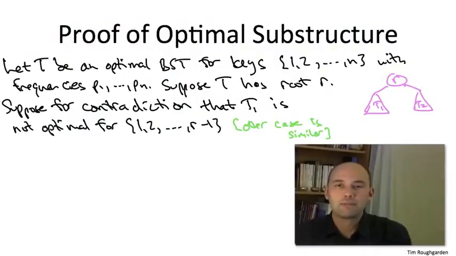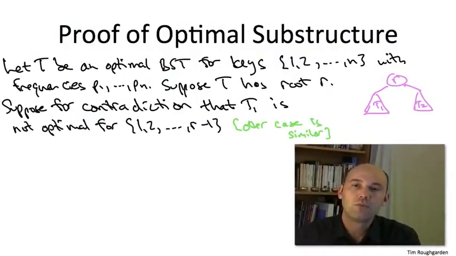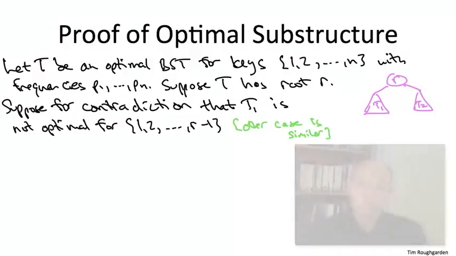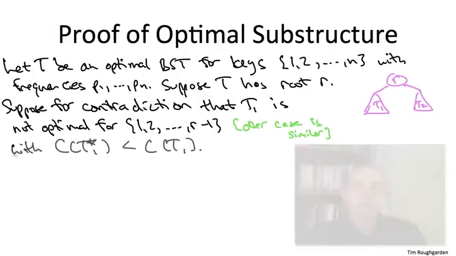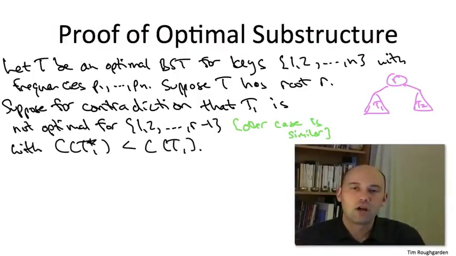So if t1 is not optimal, there's got to be a search tree on its keys 1 through r-1 which is better. Call that purportedly better solution t star 1. Now, as usual, the thing which we're going to try to contradict to get the final proof is we're going to exhibit a search tree on all of the keys 1 through n, which is even better than t. But t was supposed to be optimal, so that would be a contradiction.